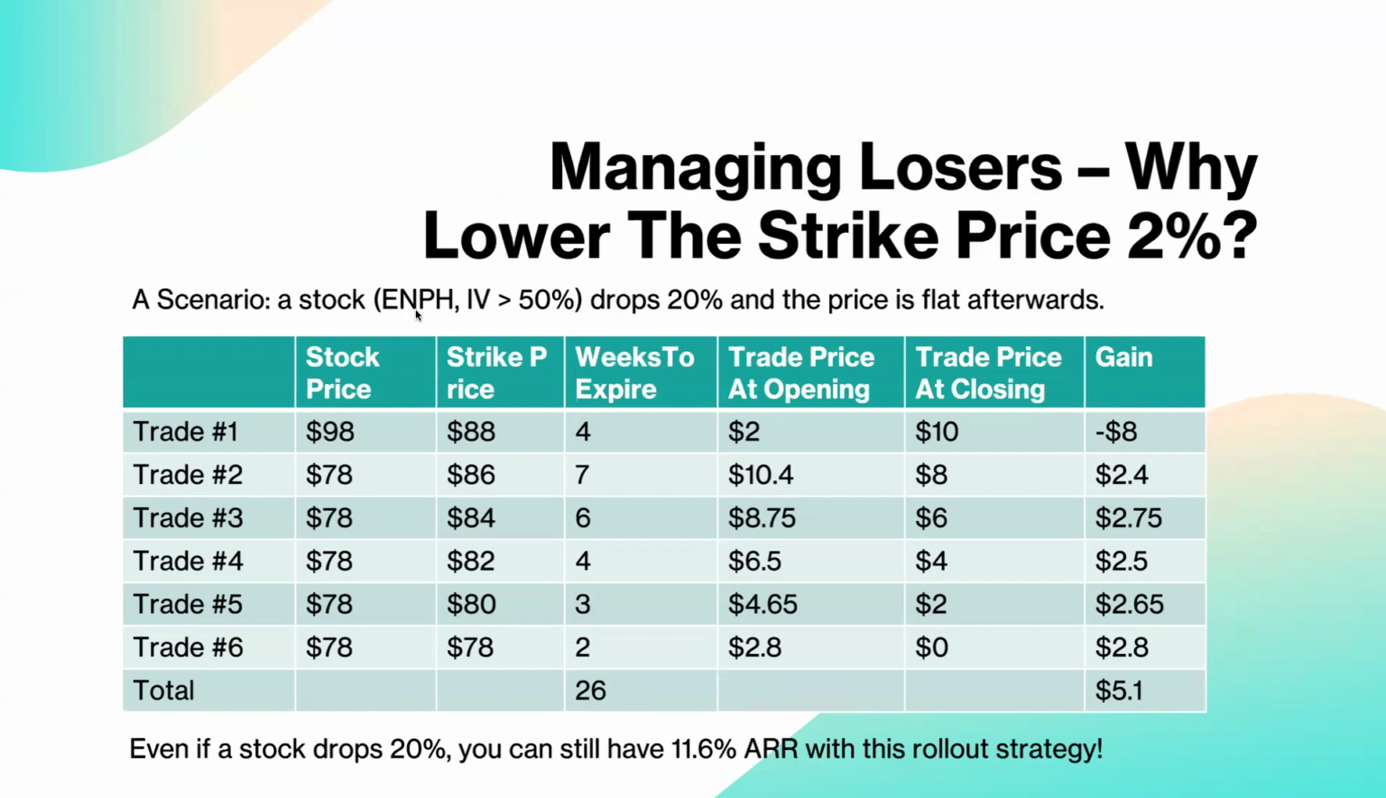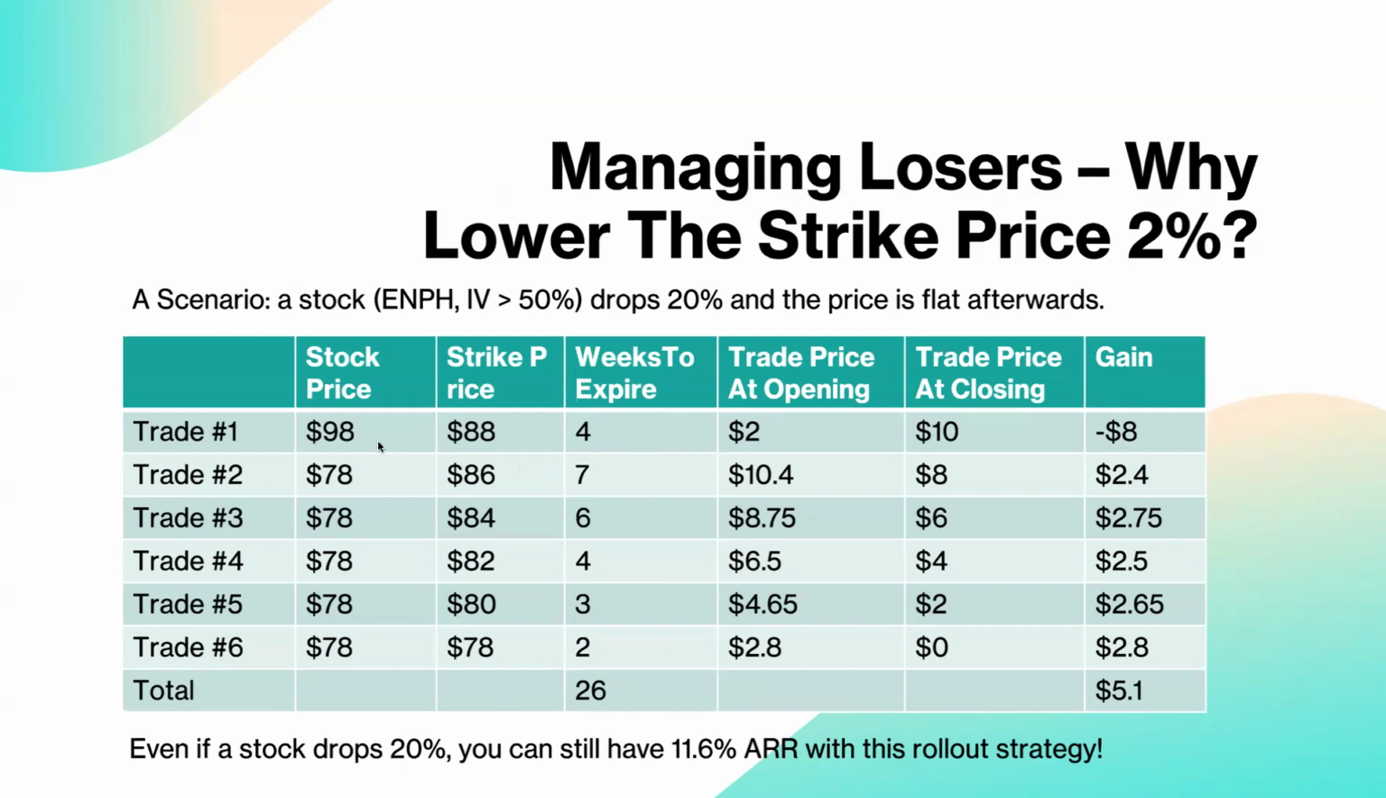So my assumed scenario is after a stock drops 20%, it stays flat for the rest of half a year. I assume this so I can get the trade price from Thinkorswim. So all this data, including the trade prices, were taken from Thinkorswim of Enphase Energy. Last November, it dropped from $98 to $78 after earnings. So this table has many rows. Let me go over the first 2 rows slowly.